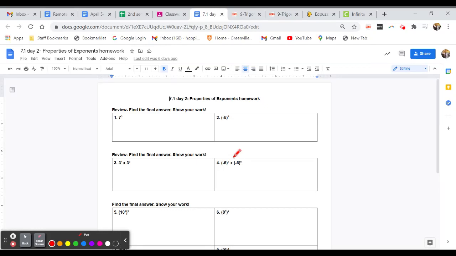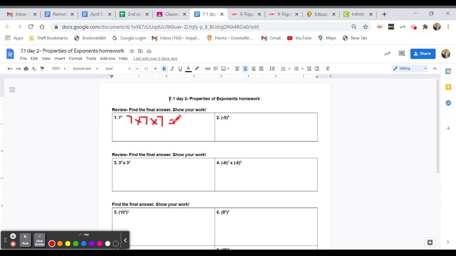For questions 1 through 4 on 7.1 day 2, I'm just asking you to do a quick review of stuff we did on Monday. So for number 1, it says find 7 to the third power and make sure you show your work. When I talk about showing your work, I just want to see that when this says 7 to the third power, that means 7 times 7 times 7. And then you want to record your final answer as well.